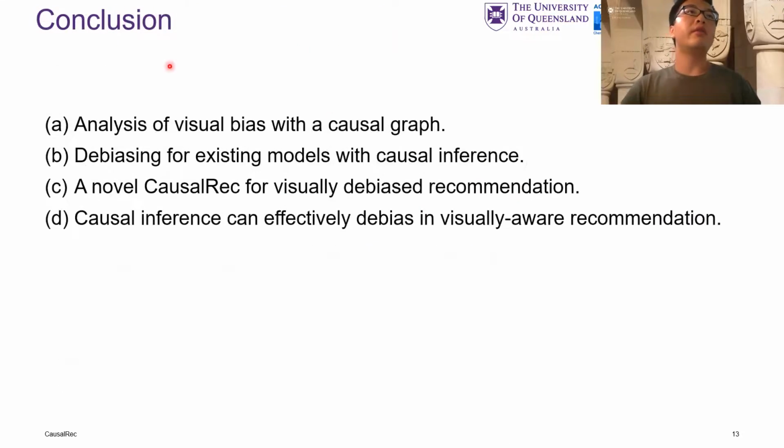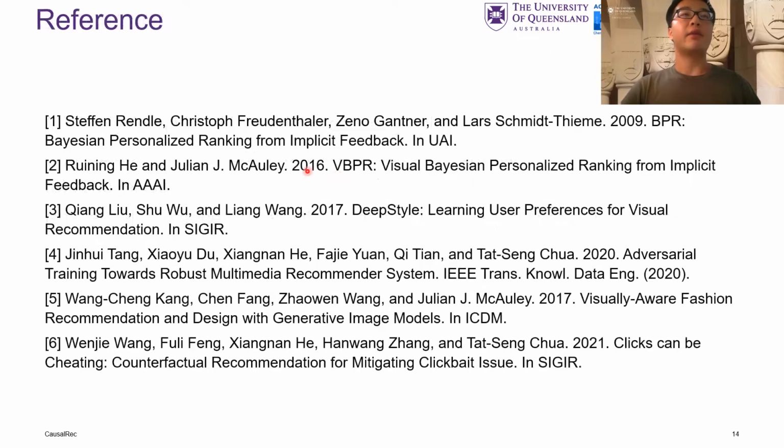So in conclusion, in this paper, we analyzed the visual bias using the causal graph and the causal inference. And then the debiasing for this visual bias is proposed based on the causal inference. We also propose a novel CausalRec model for visually debiased recommendation. And from the experiments, we can see that the causal inference-based debiasing method can effectively debias this visually aware recommendation. And here is the reference.